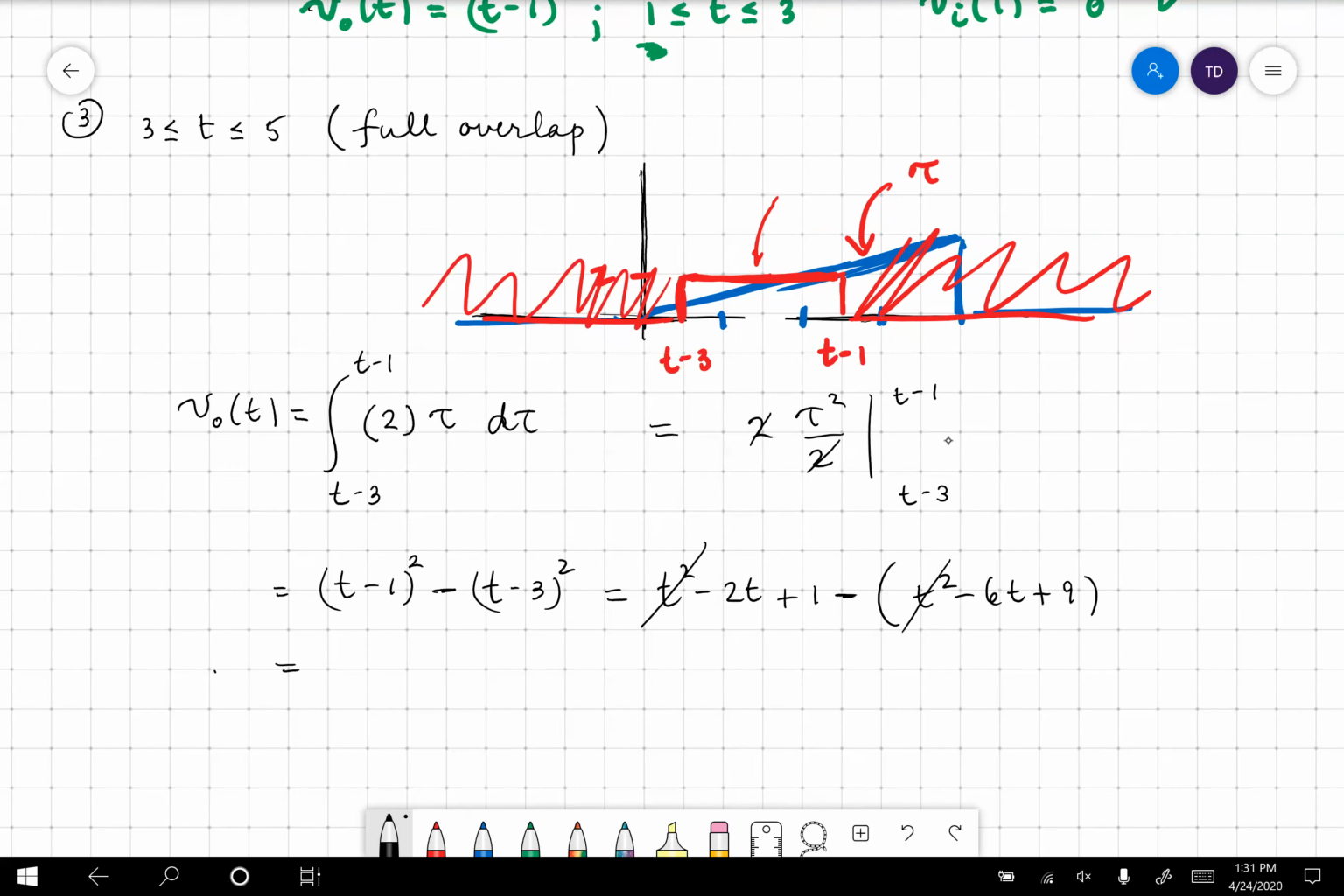Minus 2t minus 6t, positive 4t, and then plus 1 minus 9. It's going to be minus 8. I'll just write this a little bit easier. It's 4 times t minus 2.